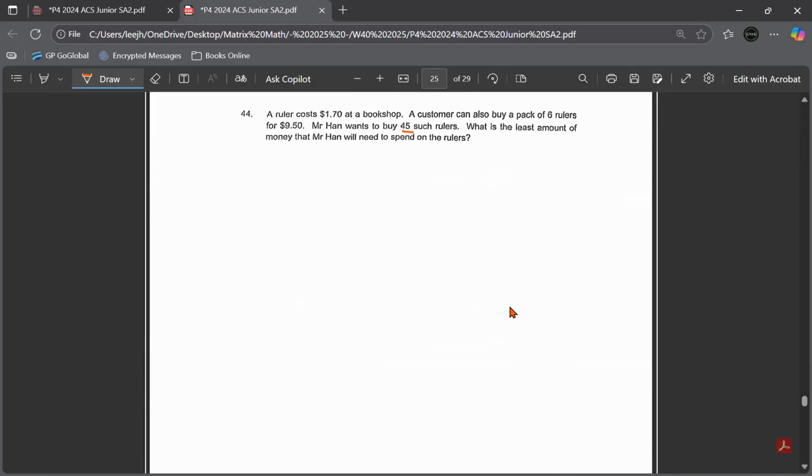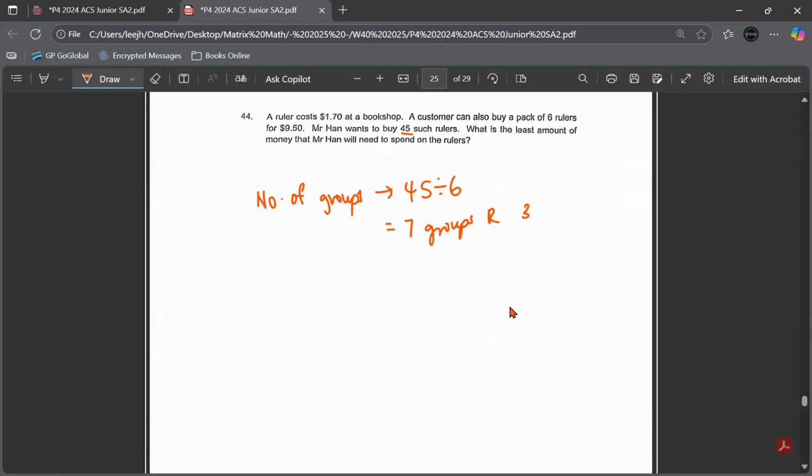So Mr. Han want to buy 45 rulers, right? So ask yourself, 45 rulers, if I were to buy in packs of 6, how many packets can I get the most? So you need to find a number of groups first, in groups of 6. So take 45 divide by 6, which is 7 groups. Nearest is 7 groups. But there's remaining 3 rulers.